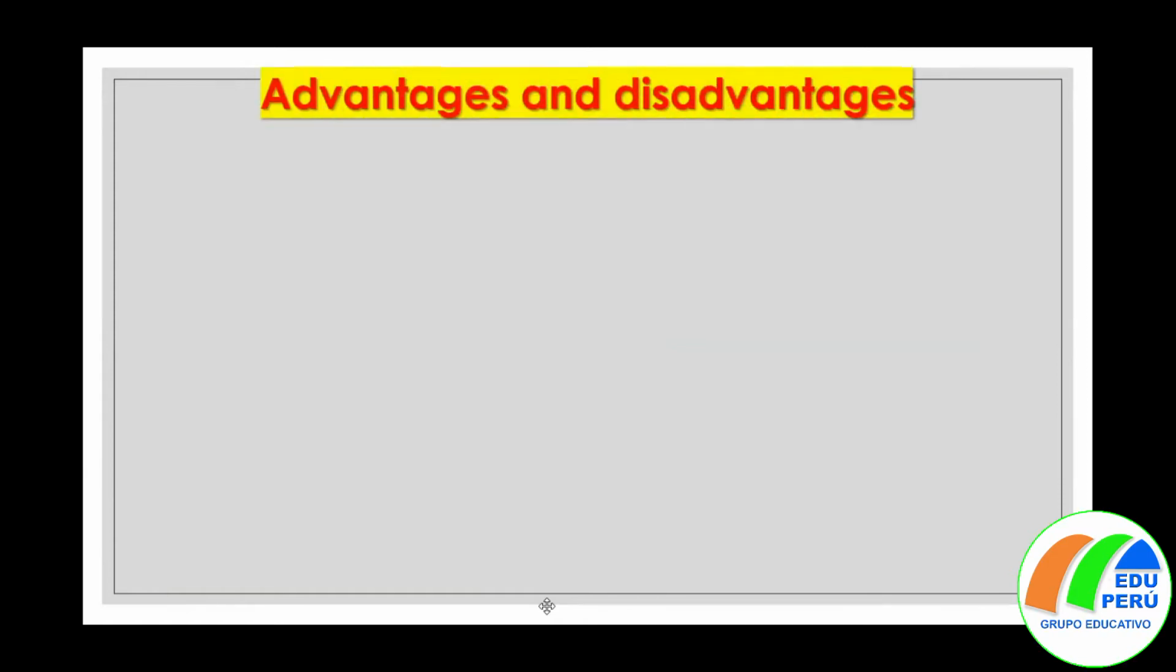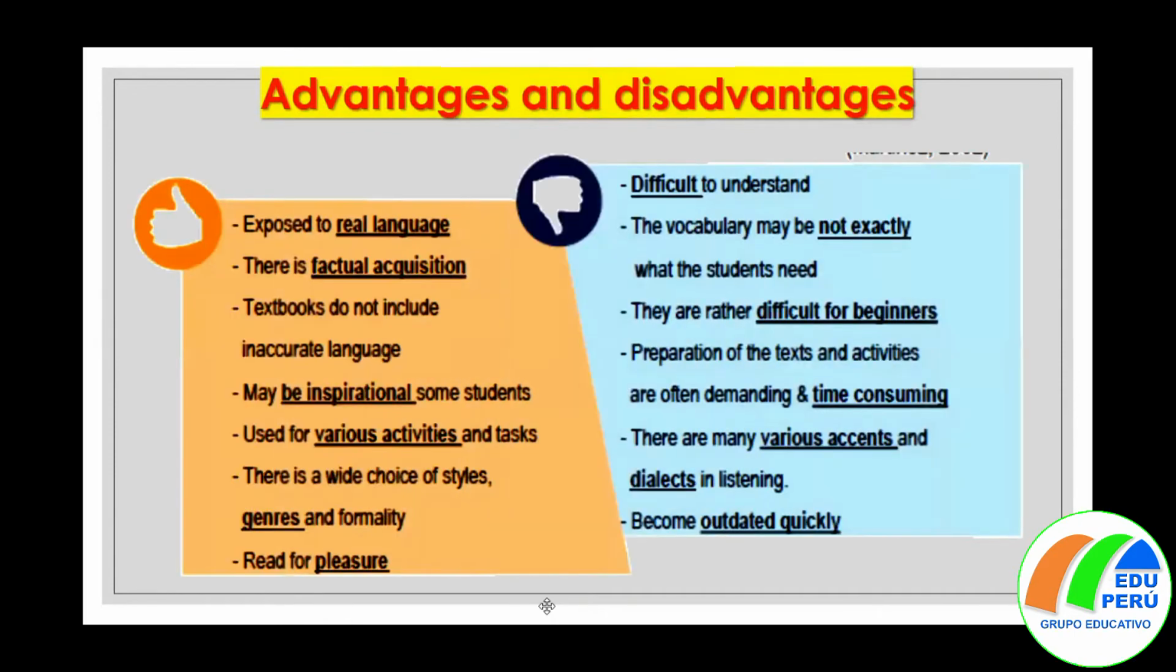Now we are going to talk about the advantages and disadvantages of using this kind of material. For example, you can see here the good points and the bad points, all right? The good points here say that they are exposed to real language. If we use the authentic resource, authentic material, your students are going to be exposed to real language, what the native speaker says or speaks, with this accent. There is factual acquisition. What does it mean, factual acquisition?